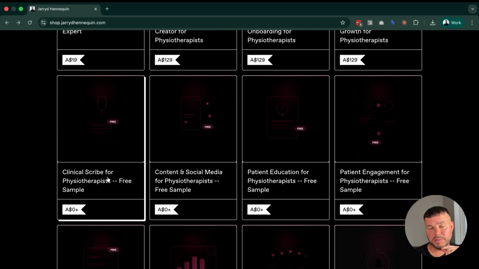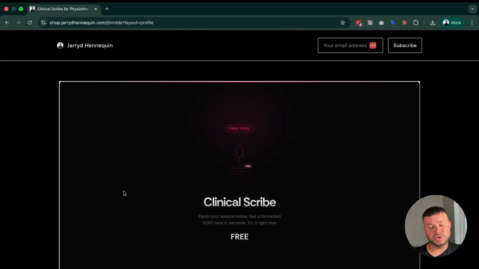But for now, I definitely recommend going with this free clinical scribe prompt. Like I said, simply paste in your session notes and you get formatted SOAP notes in seconds.